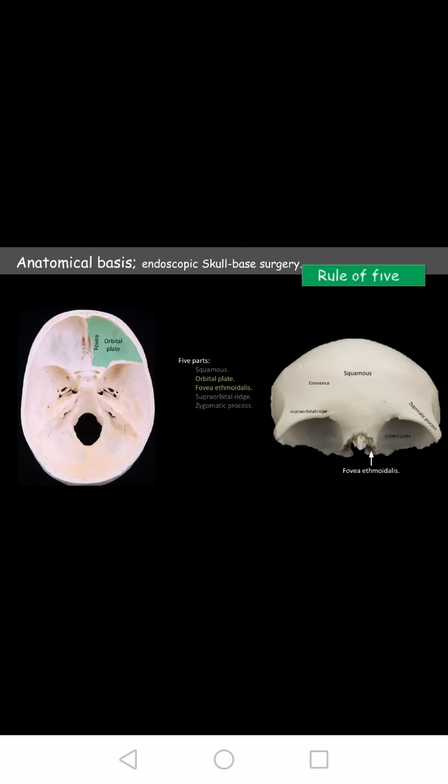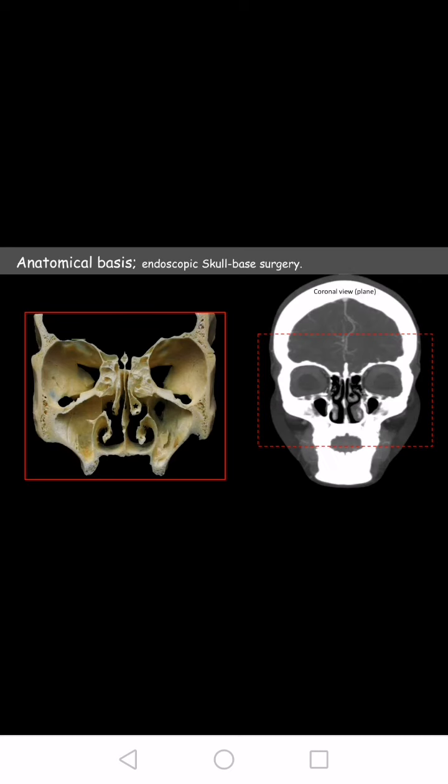Here you can see the fossa ethmoidalis, part of the anterior fossa. The medial part just articulates with the ethmoid bone or cribriform plates in the ethmoid bone, and it's the roof of the ethmoid cells in the paranasal anatomy. That will show details here.